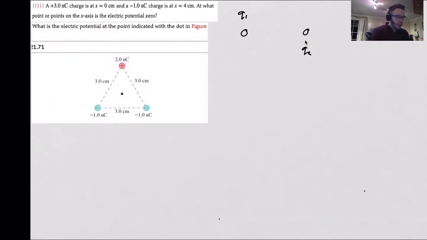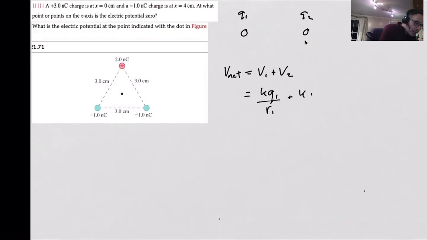Well, in order for us to do this, let's make sure that we get all of our distances right. Why is that? Because if we have a point on the x-axis where the potential is 0, then what are we really saying? That V net would be equal to V1 plus V2. And each one of those V's is going to be kQ1 over R1 plus kQ2 over R2, right? Where, again, R1 by definition is the distance from charge 1 to the point that we're looking at. Same thing with R2, distance from charge 2 to the point that we're looking at.